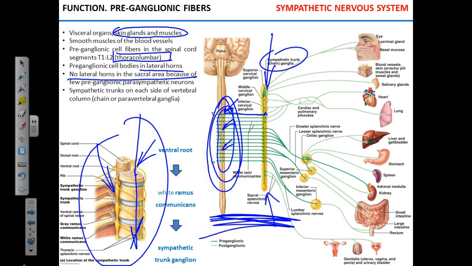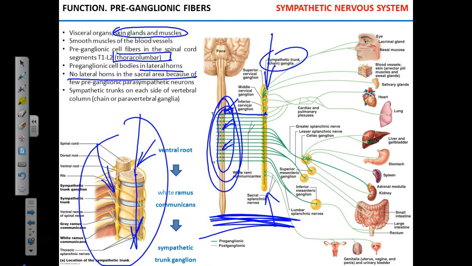So you've got the spinal column here, okay? And you've got two sympathetic trunks, one on each side of it. Does that make sense? Because that's symmetrical. Spinal nerves are symmetrical, so trunks are symmetrical.